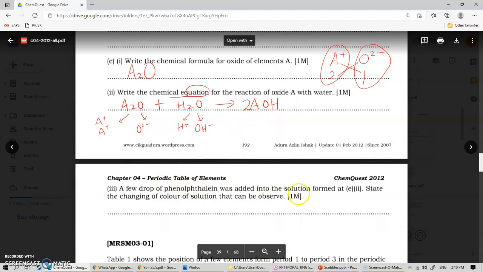A few drops of phenolphthalein were added into the solution. State the change of color. Phenolphthalein is an indicator for acid and alkali. In an alkaline solution, it will be pink in color. If it's neutral or acidic, it will be colorless. So at first, the phenolphthalein will be colorless, and then it changes in alkaline solution. So a colorless solution changes to a pink solution.